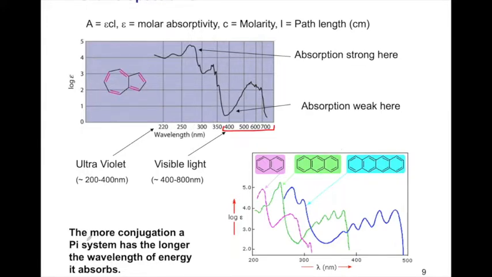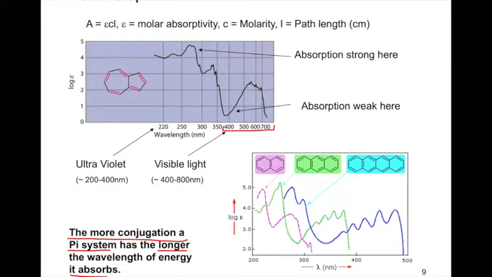And this is a cool concept. The more conjugation a pi system has, the longer the wavelength of light it absorbs. So for instance, does this have more conjugation than this, or which one of these two would you say has more? I would say that has more pi bonds, right? And even more. So this one, this is naphthalene.